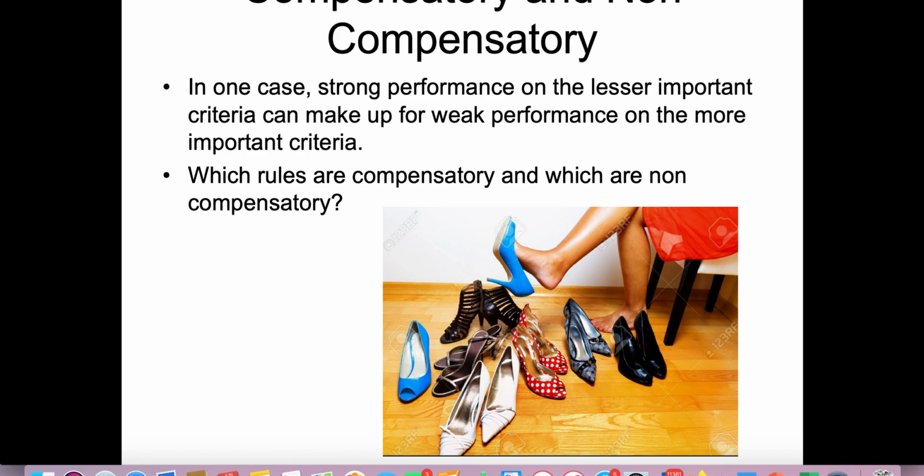Compensatory and non-compensatory, there's an easy way to remember this. The only compensatory model is the one with the name compensatory. The others require strong performance on the most important attributes.